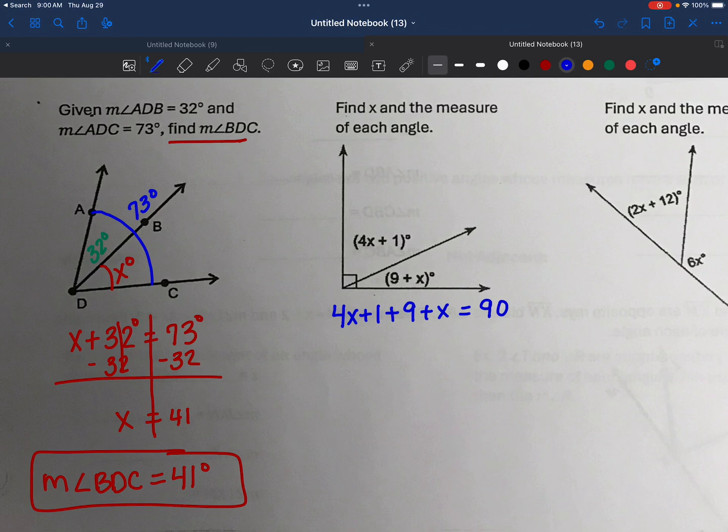Tell me how you would solve. So numbers on one side and the letters on the other side. Okay, so if I add my x's, what do I get? 4x plus x equals 90 minus 1 minus 9. Oh, you're subtracting one? Yeah. I got you.